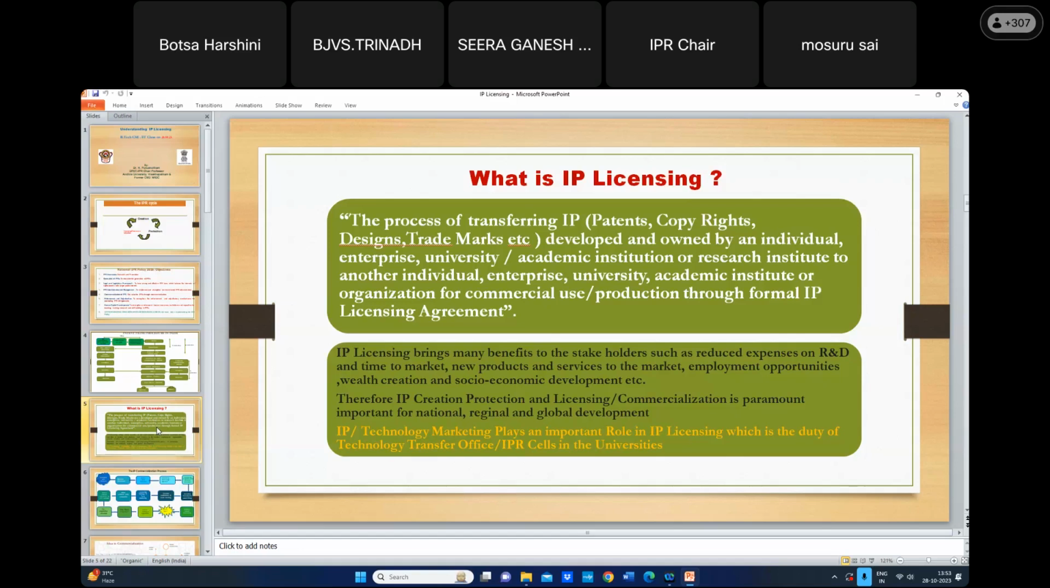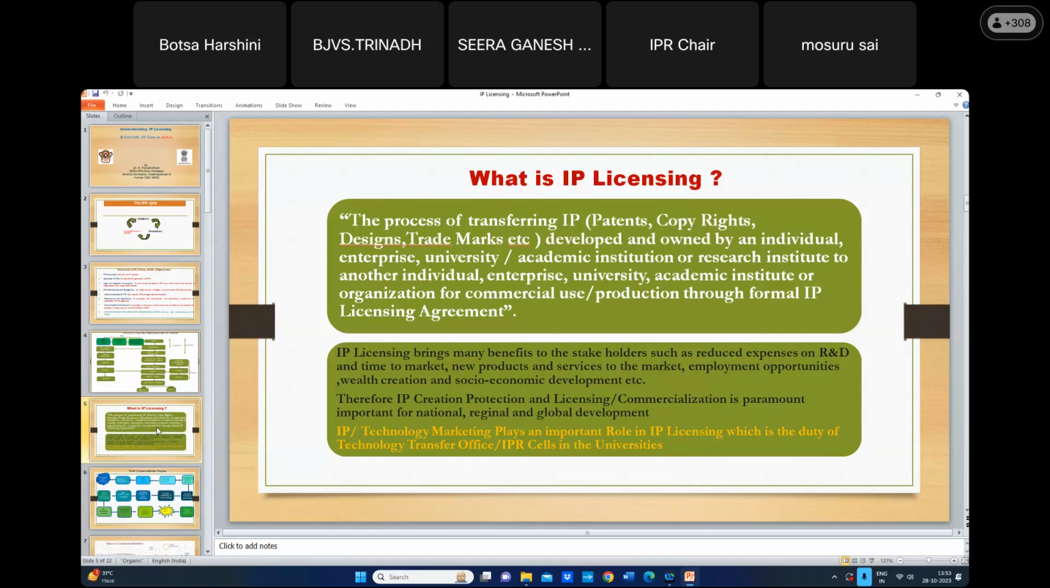So that is an advantage: you are reducing your expenses on R&D by taking a license on a new technology. Also, you can bring that new product or service to the market very fast. It reduces the time to market. And then new products and services reach the market, and it creates employment opportunities, wealth creation, and overall socio-economic development.